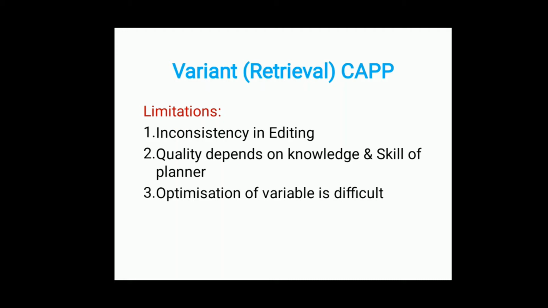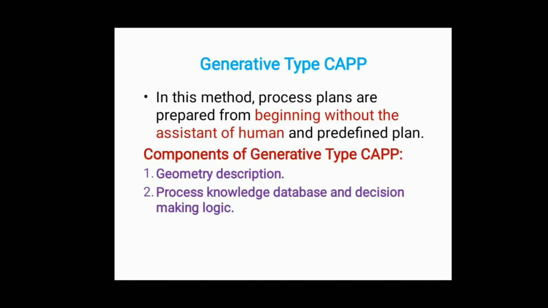Optimization of the variable is difficult, so that is also one of the important limitations of this variant CAPP. So this is the first type of computer aided process planning, in which we use an existing plan for making a new part. This is the use of this first approach. We will see the next approach, that is called the generative type of CAPP.